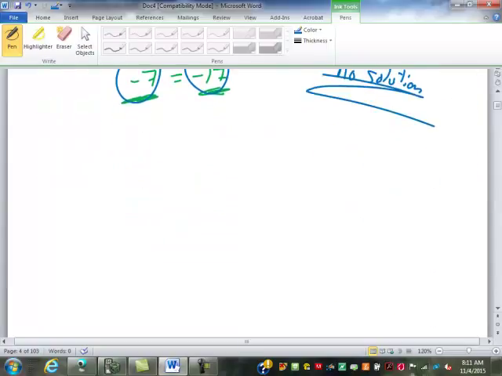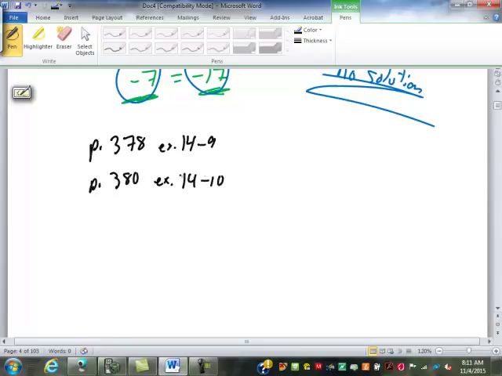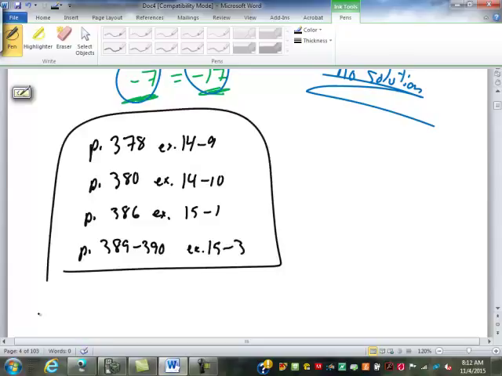Right. Okay. We'll give you guys something to play with. Big book, page 378, says 14-9. Page 380, it says 14-10. Page 386, it says 15-1. And page 389 through 390, exercise 15-3. We are going to take more time tomorrow to go over some more examples of these, maybe do some more complex examples, and play with them a little bit more.